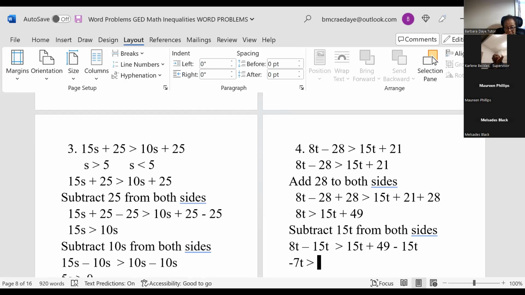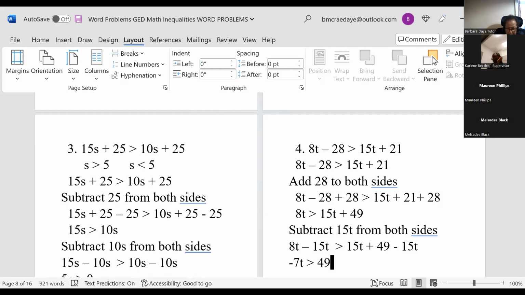And what do we have on the right side? We have 15t plus 49 minus 15t. So what's left over on the right side? So we have 34. No, 15t and minus 15t is 0. Oh, sorry, I jumped ahead of you. 0. So what do you have on the right side? So this would just be 49.